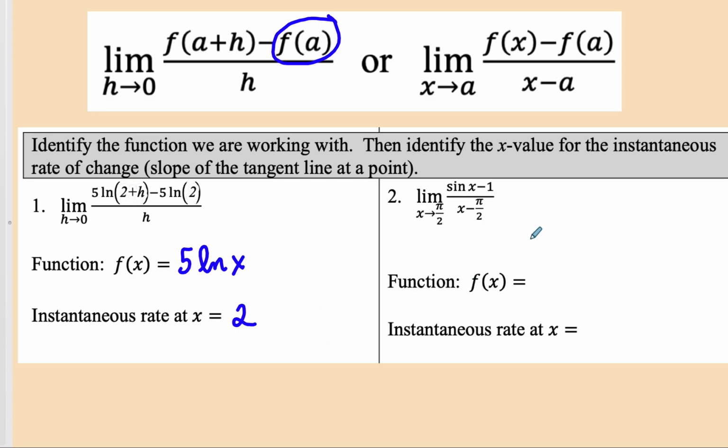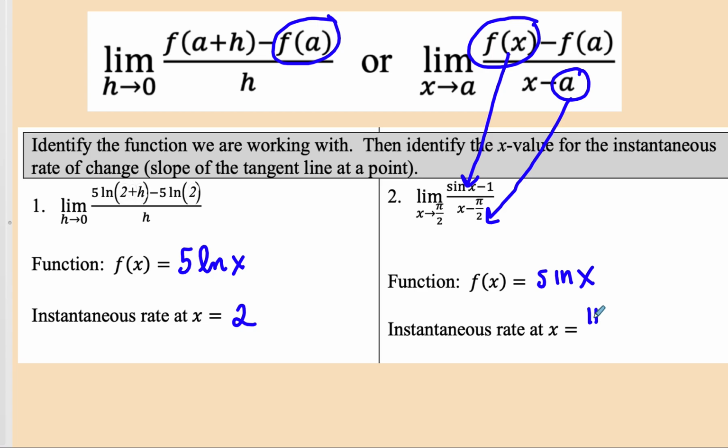Okay, let's take a look at this one. This is the alternative form here. This looks like this one right here, and it looks like I can tell what my f of x is. It's this guy right here. So my f of x is sine of x, and then it looks like I can look for my a. My a will be right there, and so that'll be at pi halves.